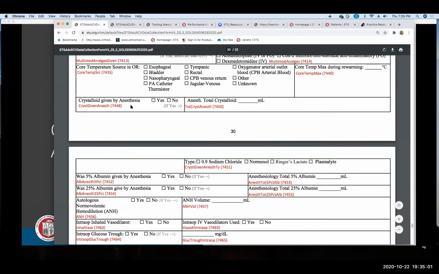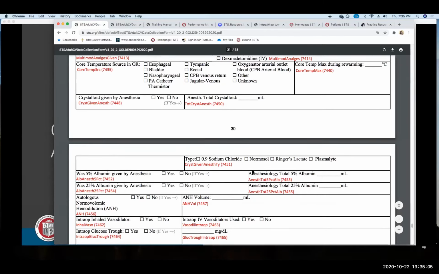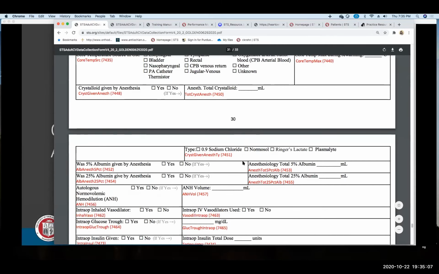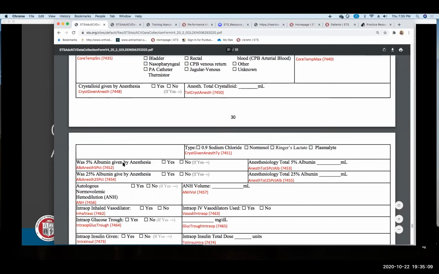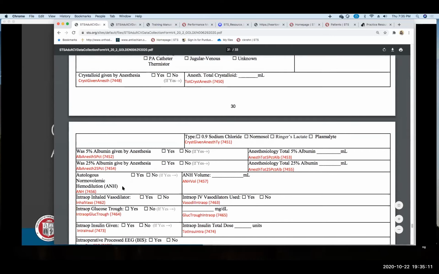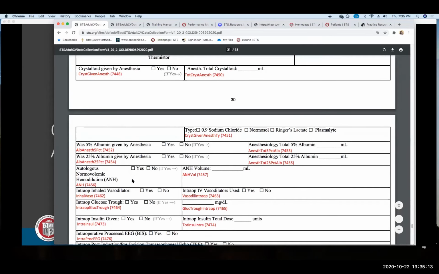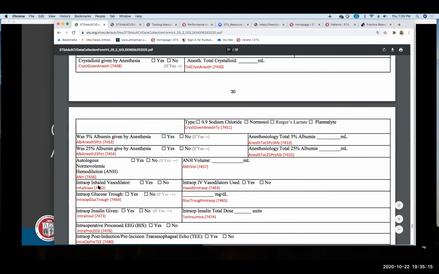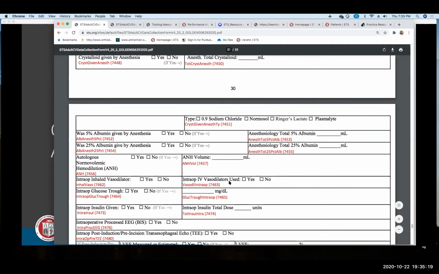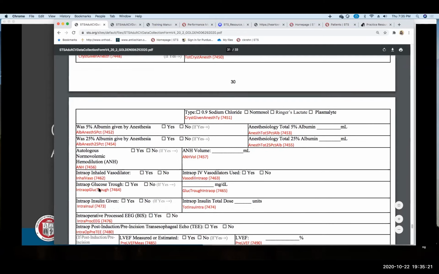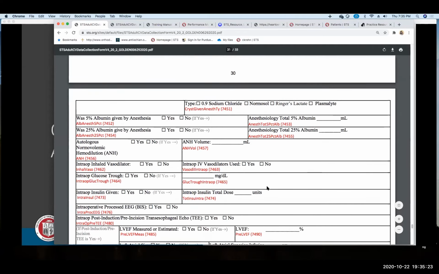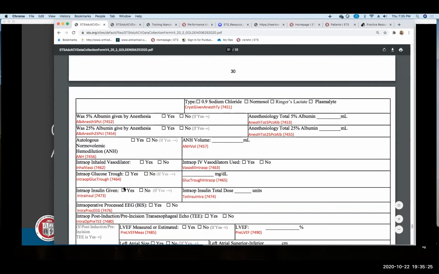And then we look at crystalloid given by anesthesia and the total amount given and what type was given. 5% albumin, 25% albumin by anesthesia, ANH, and what that volume was. The intra-op inhaled vasodilators, intra-op IV vasodilators, and then we look at the glucose tro and what that measurement was. If that patient received insulin and what the dose was in units.